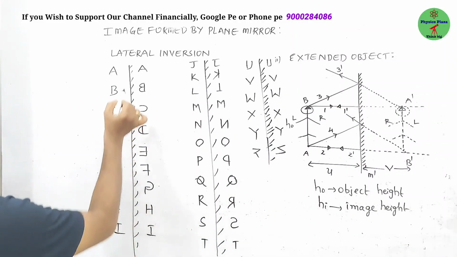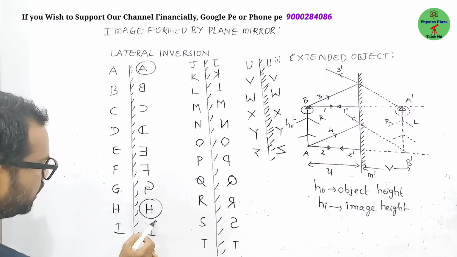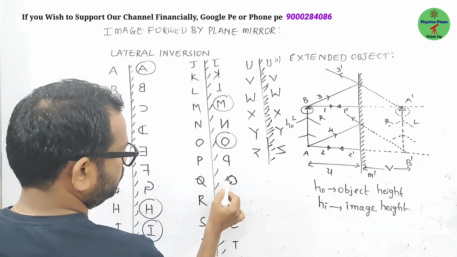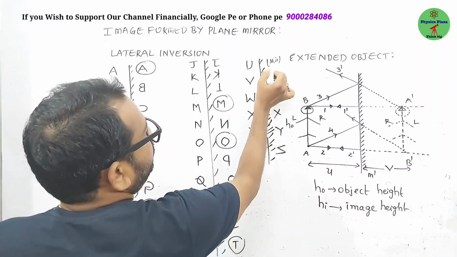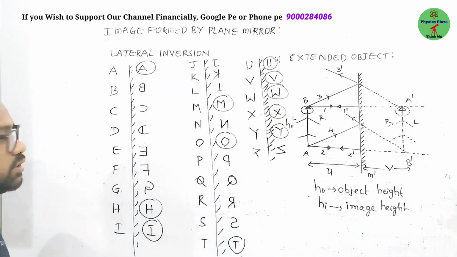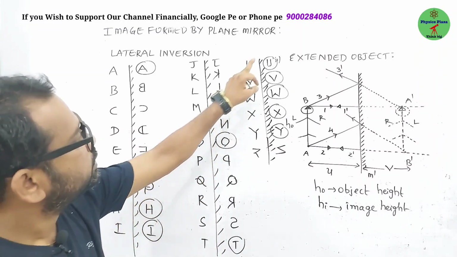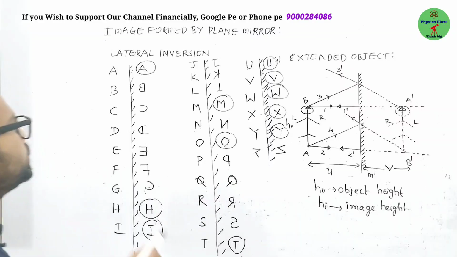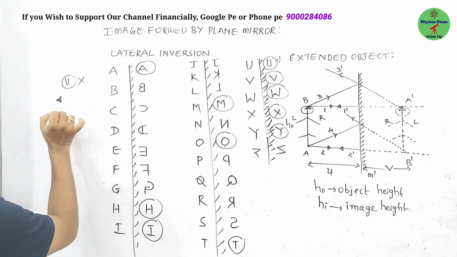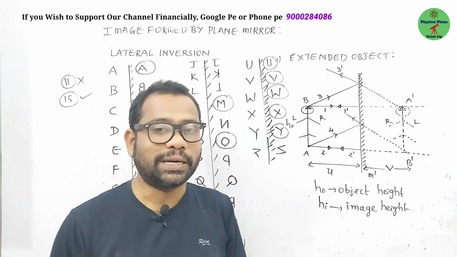So if you can see, A is not showing lateral inversion, H is not showing, I is not showing, M, O, T, U, V, W, X, Y are not showing. These letters are not showing lateral inversion, which means what? 1, 2, 3, 4, 5, 6, 7, 8, 9, 10, 11. So 11 letters are not showing lateral inversion, whereas 15 letters are showing lateral inversion.